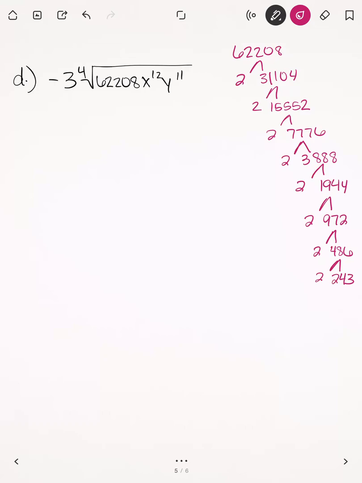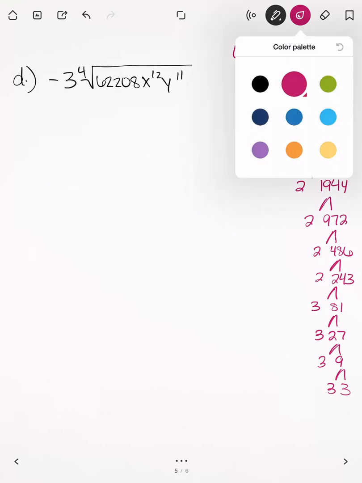Does 3 go into it? Yes, it does. So we have 3 times 81, 3 times 27, 3 times 9, and 3 times 3. And this is completely broken down. Yes, it was fun and it took forever. I'm going to change colors to group them just so we can see it better.